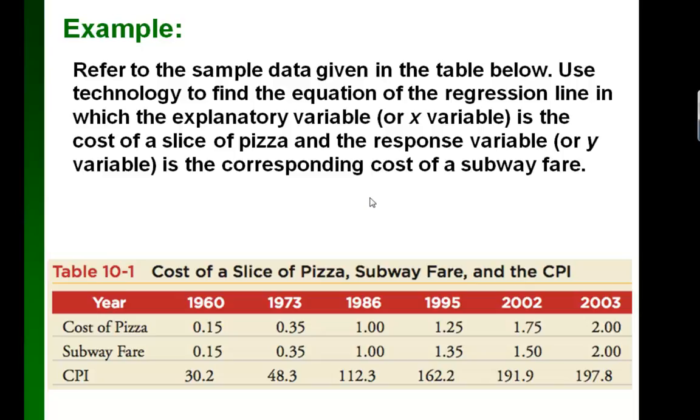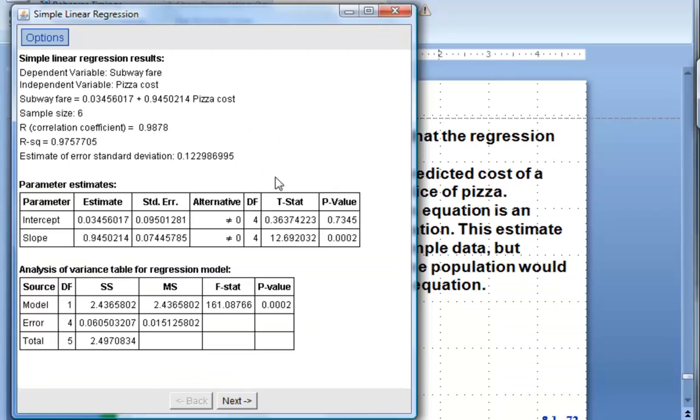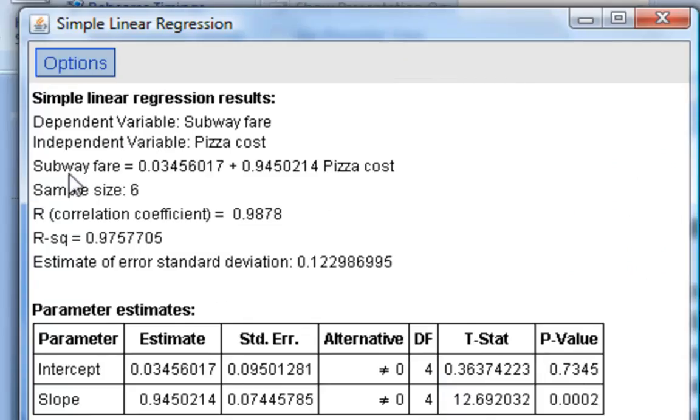So we're going back to our example about the pizza and subway fare costs. And if we go back and look at our results from StatCrunch, actually it already gave us the regression line. It's right here underneath the dependent and independent variables. So where it says subway fare, that was our y, equals, here's our y-intercept, and here's our slope times the pizza cost, which was x. So we could just substitute a y for the subway fare and an x for the pizza cost, and that's our linear regression equation. And also down here it gives you the intercept, the y-intercept, and the slope of the equation. So it really gives it to you in two different places.